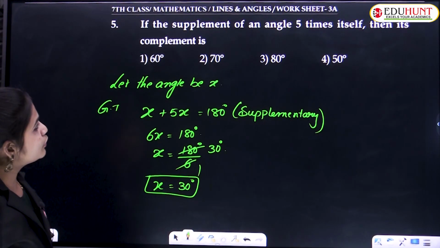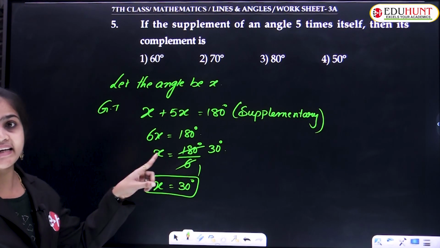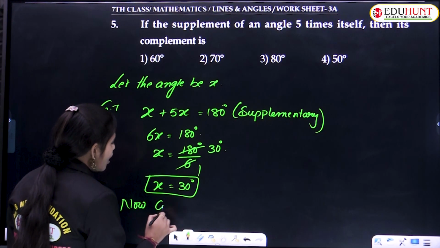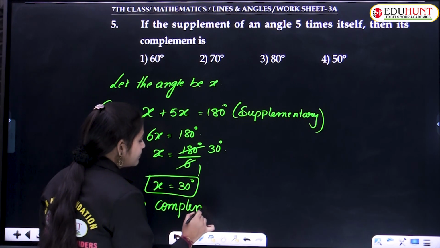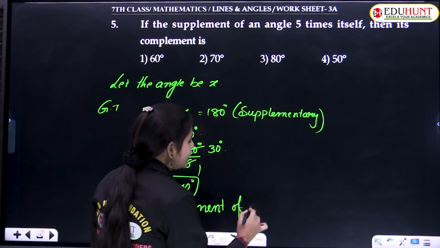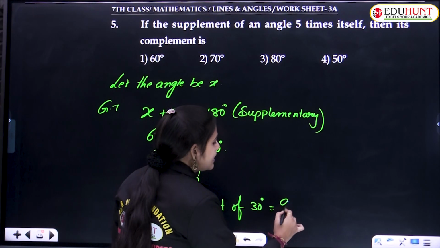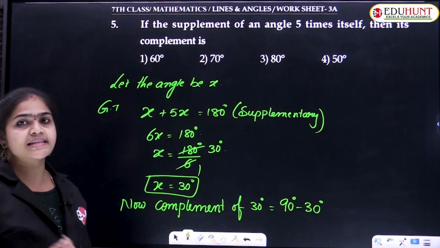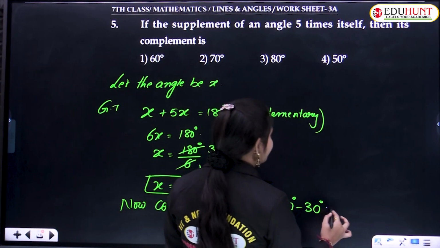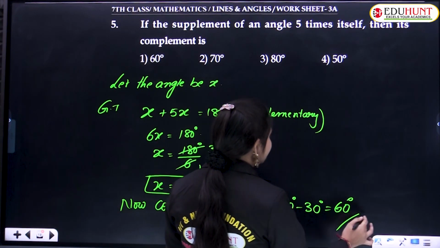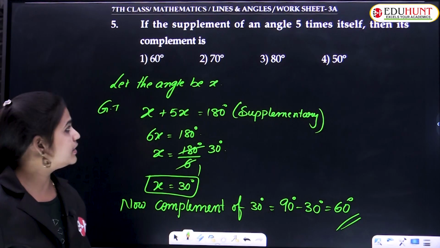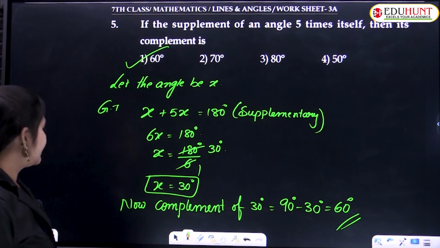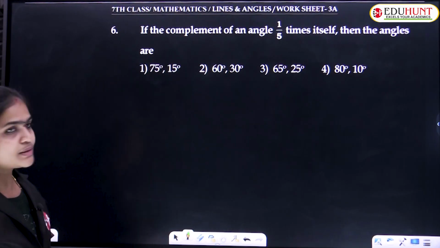Okay, now what we need to find out? Its complement we need to find out. Now, the complement of 30 degrees. How much? The complement of 30 degrees is 90 degrees minus 30 degrees. Yes, I know complement means the sum of two angles is equal to 90. So 90 minus one of the angles, 30 degrees, is equal to 60 degrees. Then what is the complement here? That is 60 degrees. Option 1.